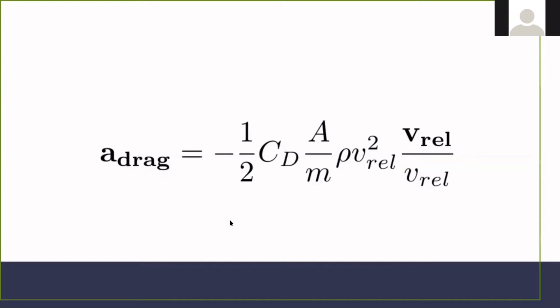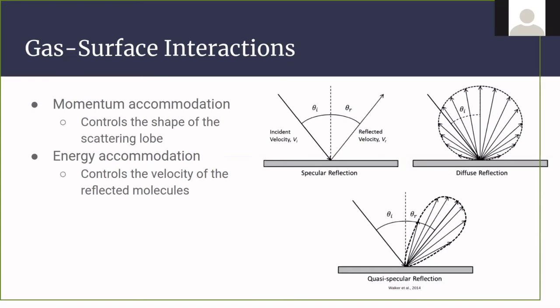The parameters that we're going to focus on today are the drag coefficient and the atmospheric mass density, since these have kind of the most uncertainty. So the drag coefficient in a physical sense represents the energy and momentum exchange between the atmospheric gas molecules and the satellite surface, while the mass density is most important for conjunction analysis. And I just want to talk briefly about how we can model drag coefficients through gas surface interactions.